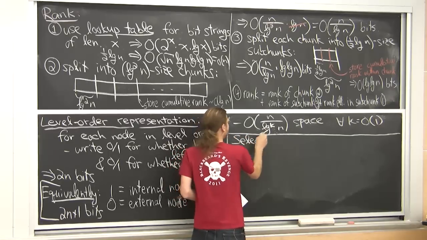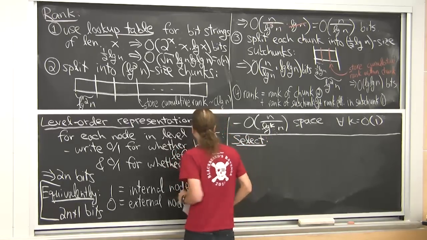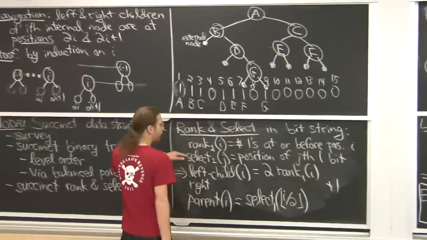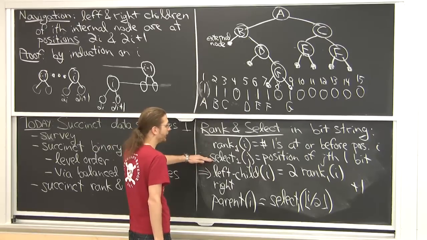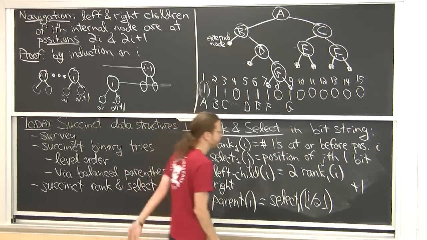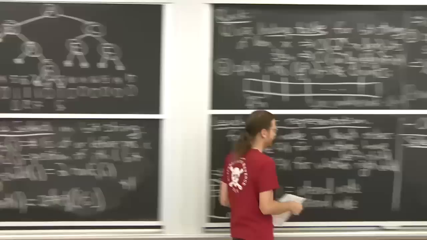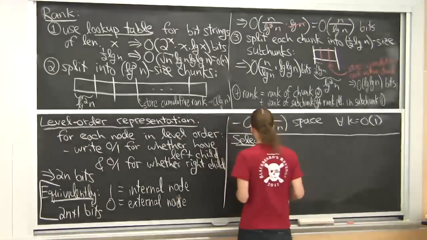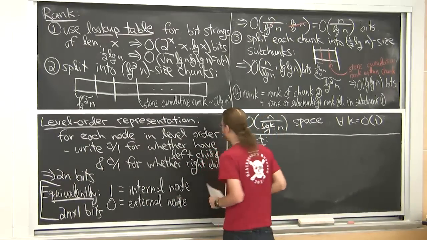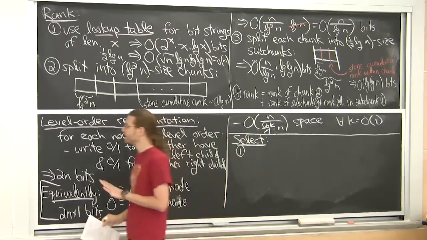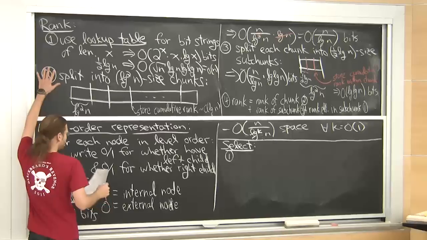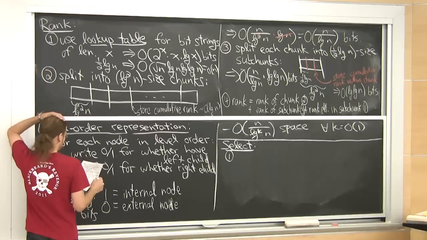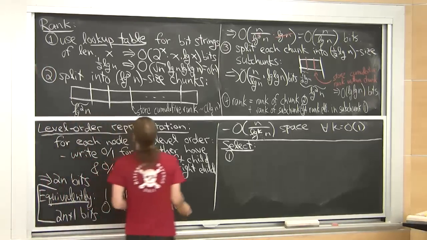Okay, so that was rank. Our next challenge is to do select, the inverse. And select is a little bit harder, I would say. I don't have a great intuition why, but it is. And we're going to be able to use the same kind of technique. So again, we can use a lookup table, and so I'm going to do that first.